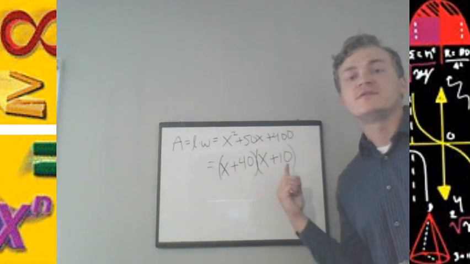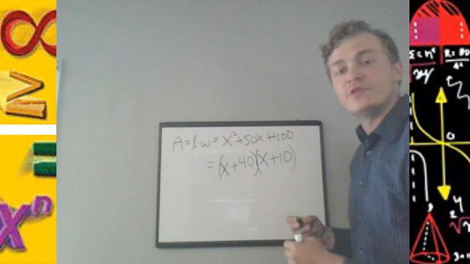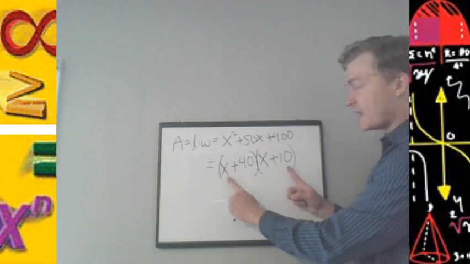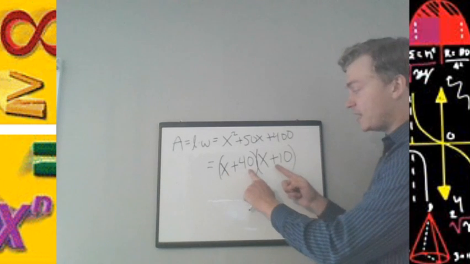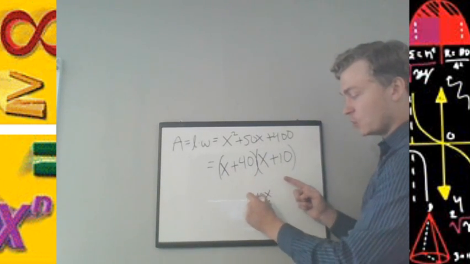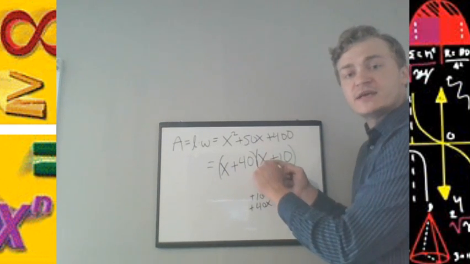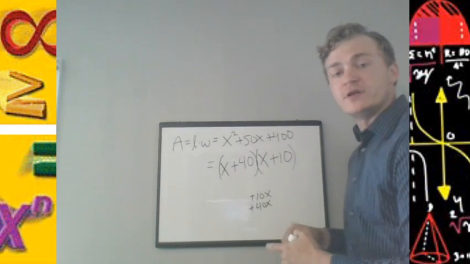Notice here the product of these two binomials, x plus 40 and x plus 10, if we FOILed them out, the product of the first terms, x and x, is x squared. The outer product is 10x, which is positive. The inner product is 40x, which is positive. That inner and outer product give us that middle term 50x. The last product, 40 and 10, gives us the 400.